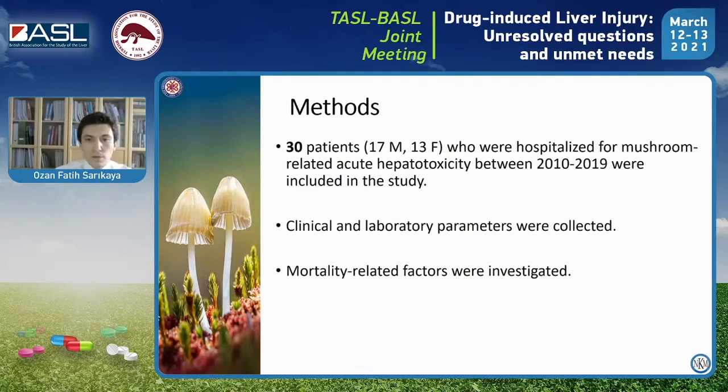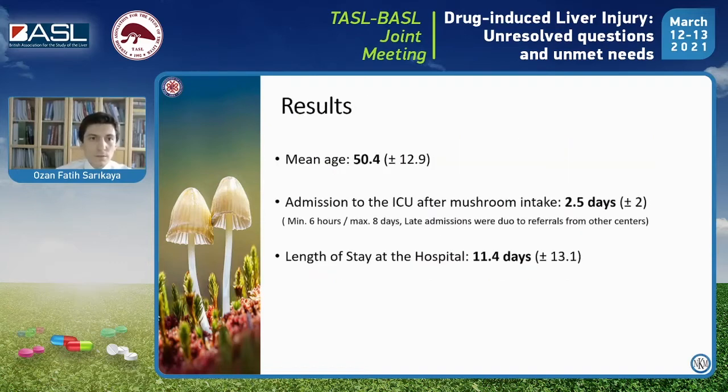Clinical and laboratory parameters were collected and mortality-related factors were investigated. The mean age was 50.4. The admission to the ICU after mushroom intake, the mean value was 2.5 days, minimum 6 hours to maximum 8 days. The late admissions were due to referrals from other centers, as we are a referral center for liver transplantation. Length of stay at the hospital was mean 11.4 days.